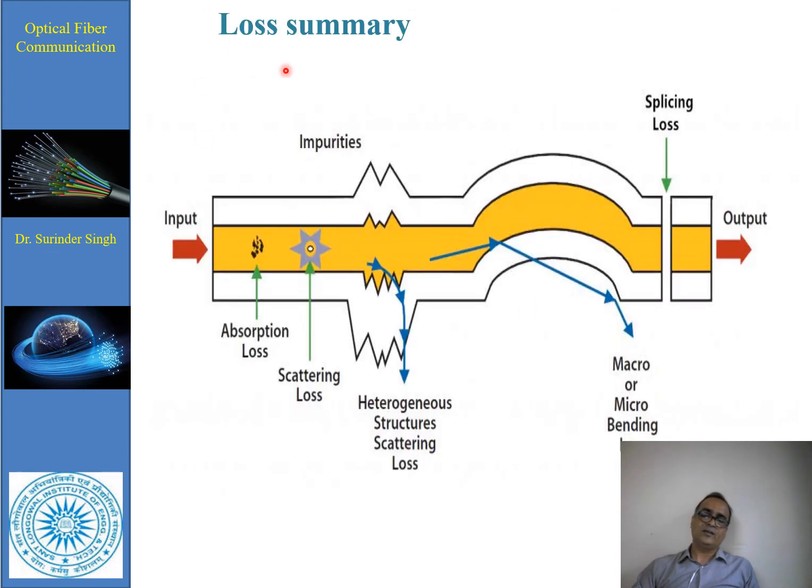So here a loss summary is represented. The causes of loss are absorption, then scattering, homogeneous structure scattering loss, microbend or macrobend loss, and splice loss before the output end.